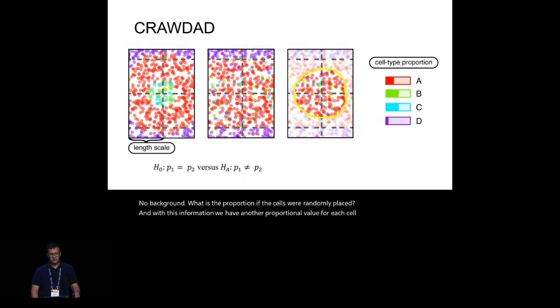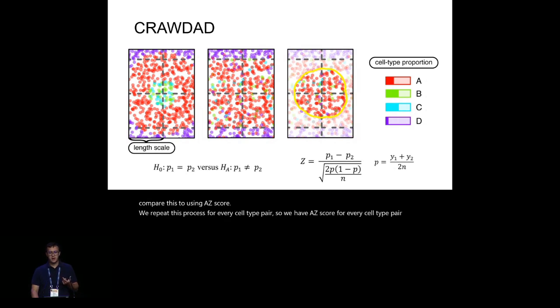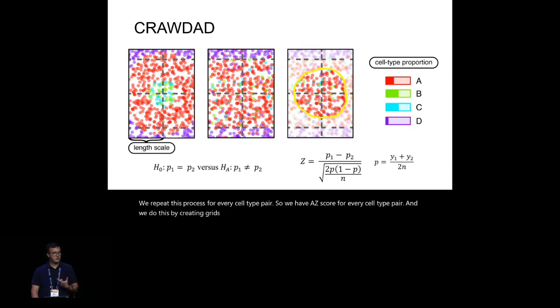We have our hypothesis, and we use a z-score to verify this hypothesis. So in summary, you calculate a first proportion, shuffle the data at a particular length scale, get a second proportion, and compare these two using a z-score. We repeat this process for every cell type pair. So we have a z-score for every cell type pair, and we do this by creating grids of multiple length scales, so we get a z-score for multiple length scales.